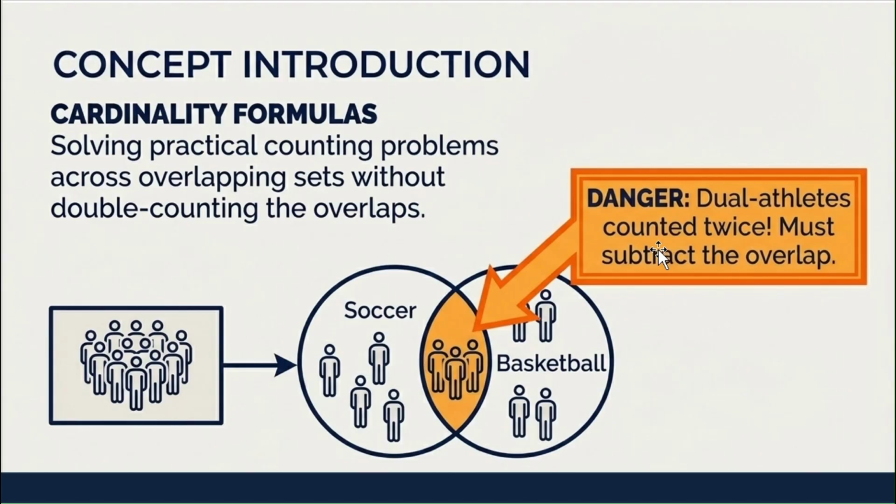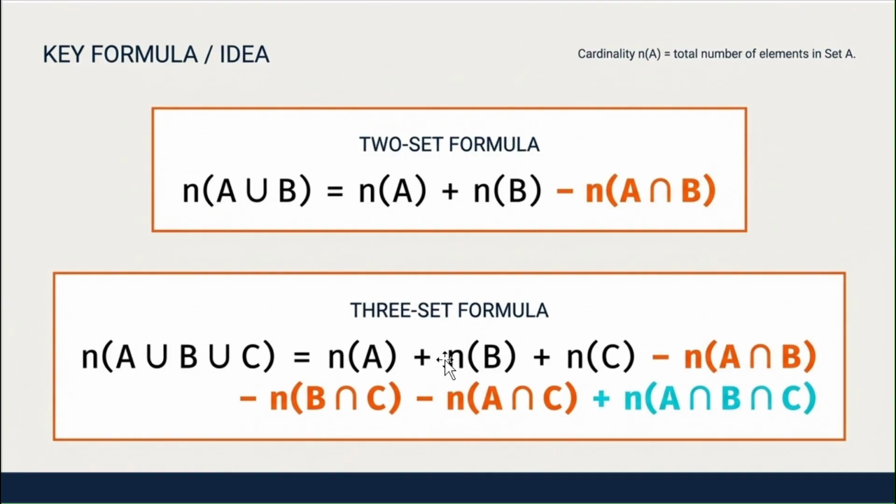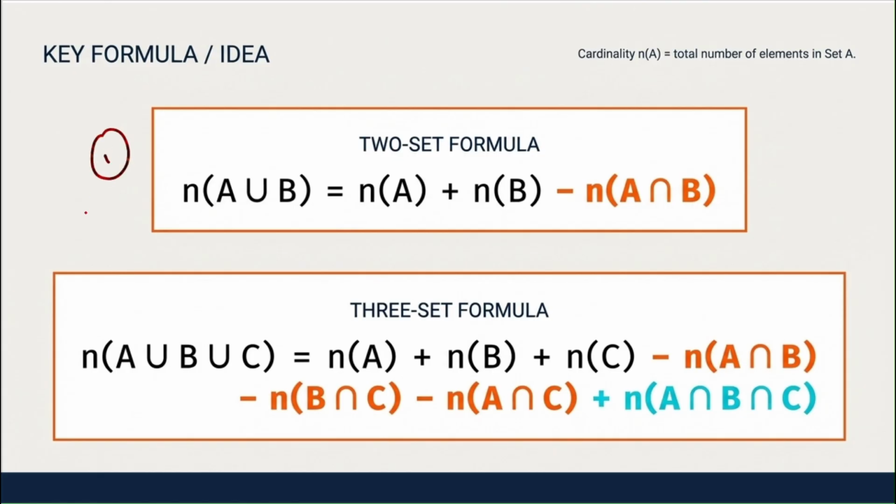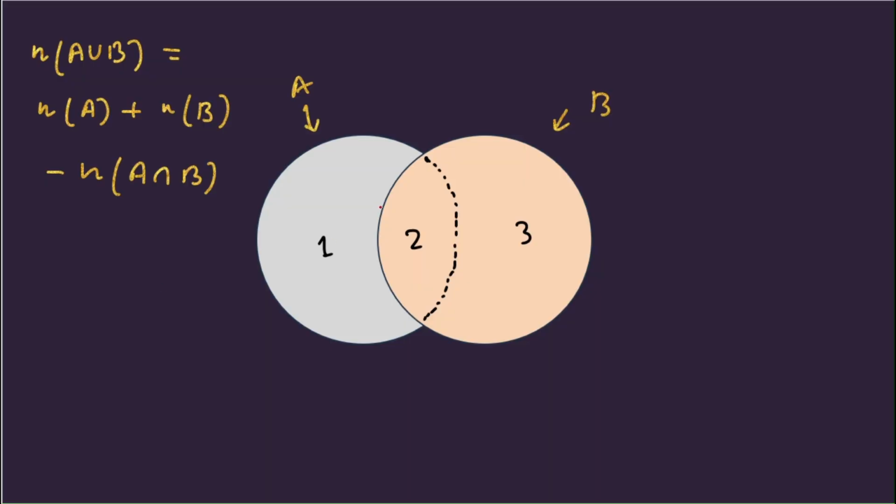Right. So these cardinality formulas, I'll explain it later. So mainly we have two formulas here. The first formula is based on two sets, and the next formula is based on three sets. Now, if I just tell you that this is a formula, then it will be very difficult. So let me illustrate this using a diagram. Let's understand the first formula.